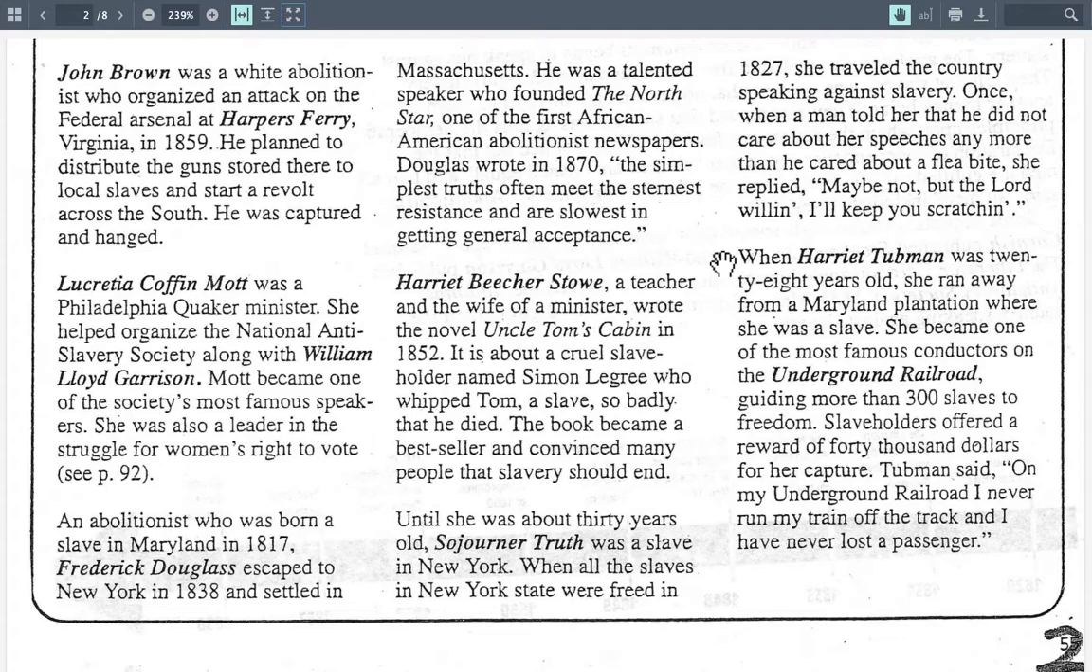When Harriet Tubman was 28 years old, she ran away from a Maryland plantation where she was a slave. She became one of the most famous conductors on the Underground Railroad, guiding more than 300 slaves to freedom. Slaveholders offered a reward of $40,000 for her capture. Tubman said, "On my Underground Railroad, I never run my train off the track, and I've never lost a passenger."